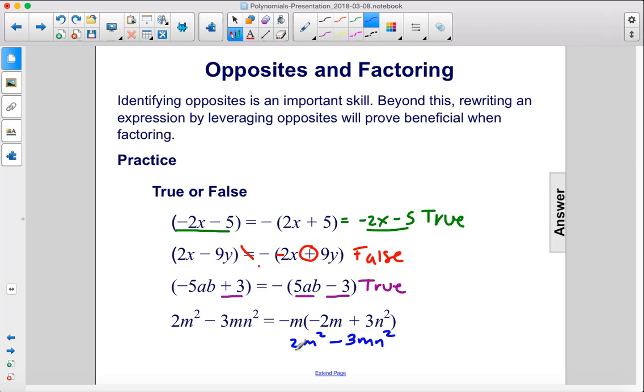So you can see that this is equivalent to that, and this is true. So you don't only have to just take out a negative sign here, you can also factor out the greatest common factor, which included this m. So that was true.